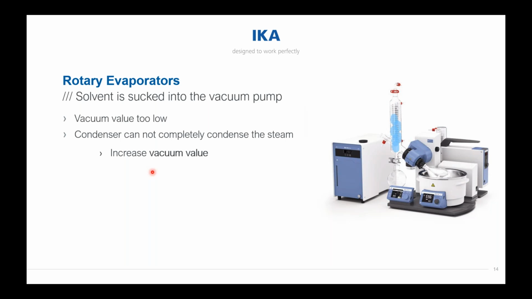So what you have to do is increase the vacuum value, then the condensing will not be that high anymore, and it should always reach like two thirds of this condenser. That's enough. So you shouldn't go higher than this. Then you can really prevent it. That's one way to prevent solvent being sucked into the vacuum pump.